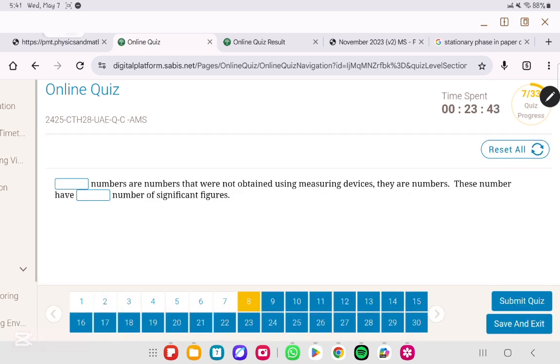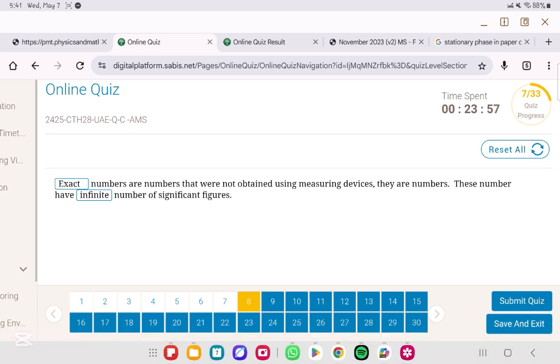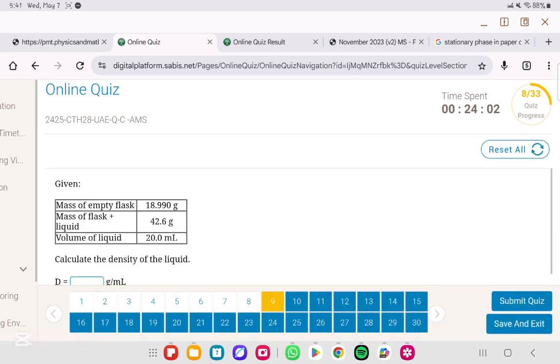We move on to question number 8. They said what numbers that were not obtained by measuring devices. These we call them exact numbers. These numbers have what? They have infinite number of significant figures. That means they will have a non-stop number of significant figures. Okay, we move on to question number 9.